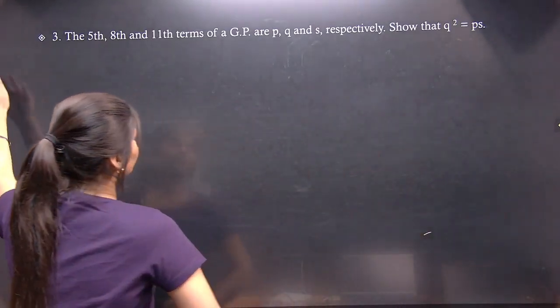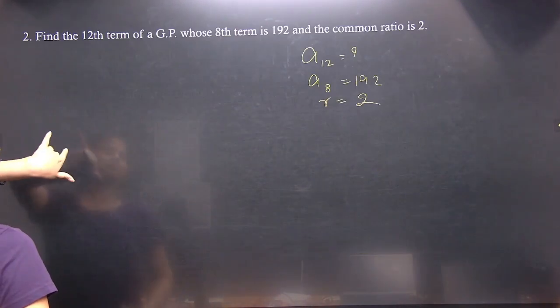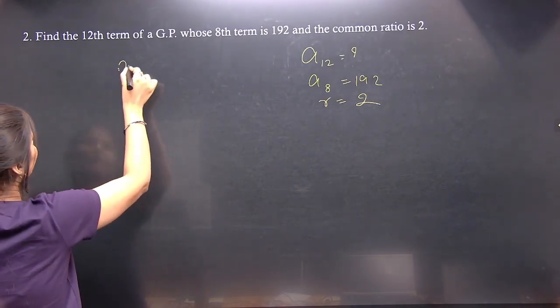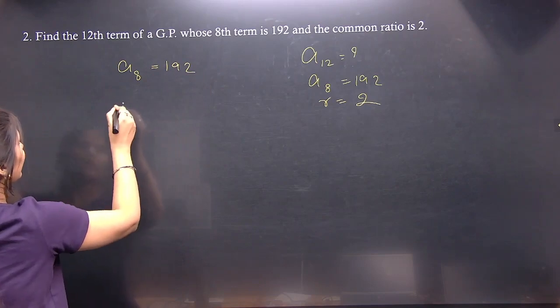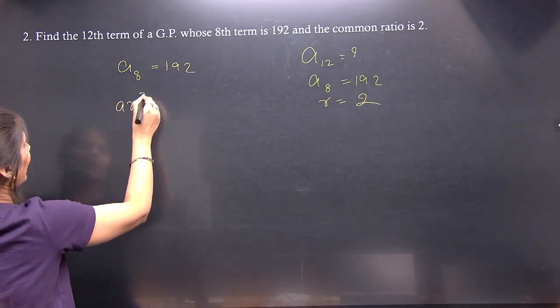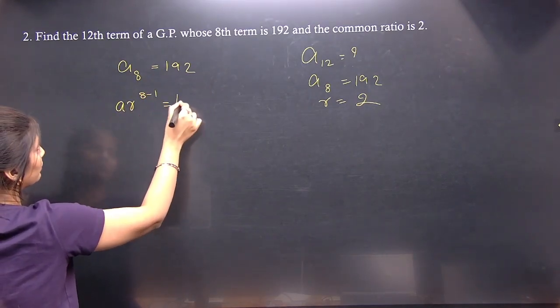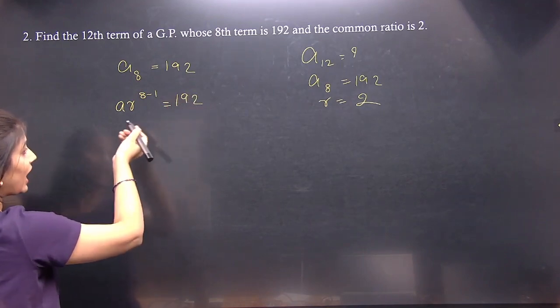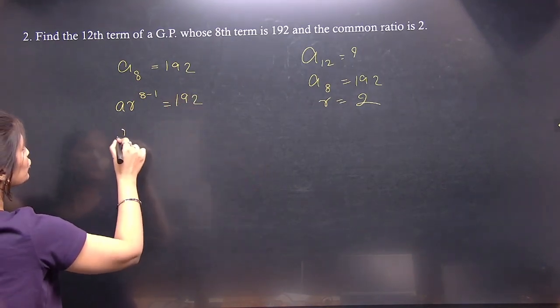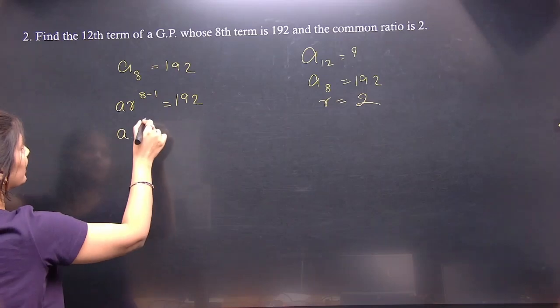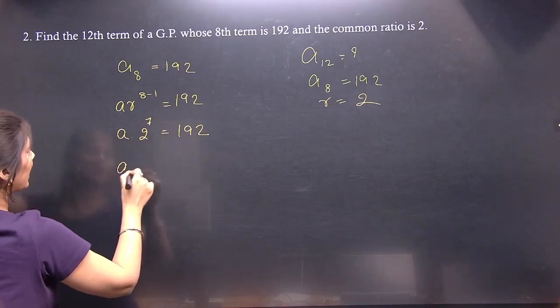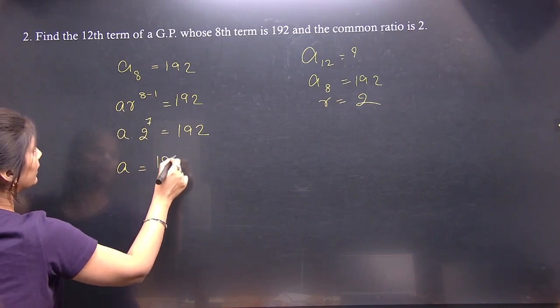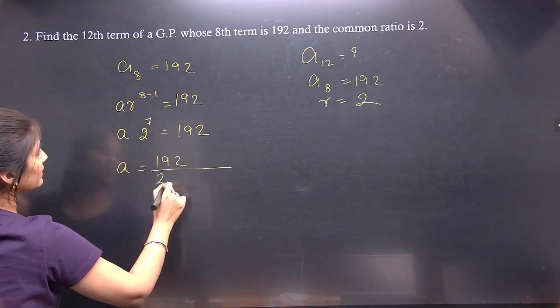Now see, we have the 8th term, 192. See, A R to the power 8 minus 1 is equal to 192, and we have the value of R, which is 2. So A into 2 to the power 7 is equal to 192. So A is equal to 192 by 2 to the power 7.